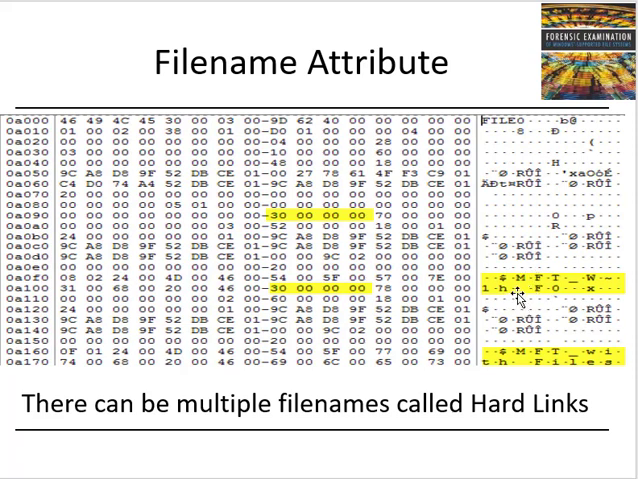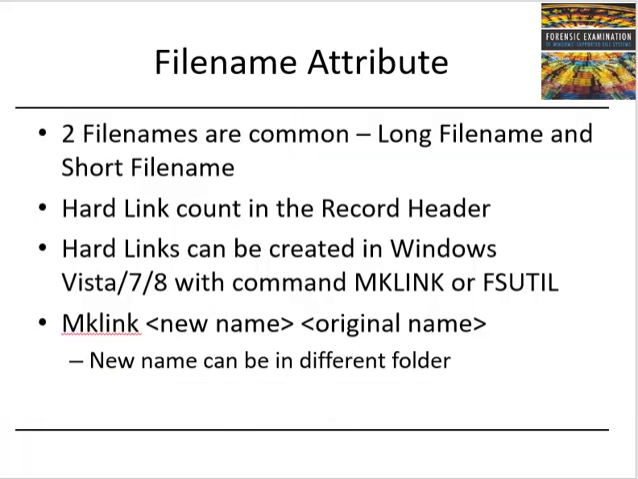So here's an example of multiple file names associated with a file. You see we have multiple 30 headers there. Here's just one of them. And again, these are referred to as hard links, and we'll look at hard links more later on. But that's one of the advantages of NTFS, having this ability for multiple names.